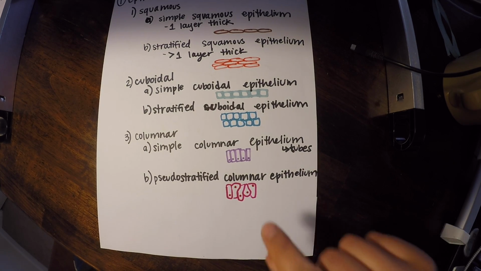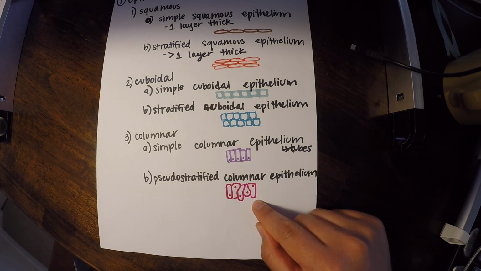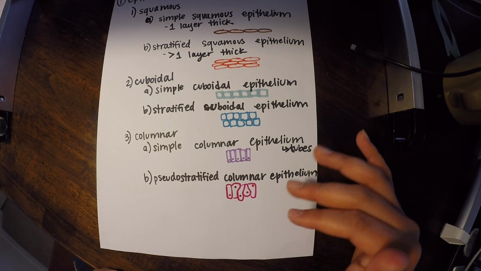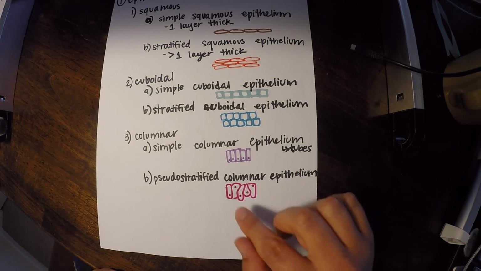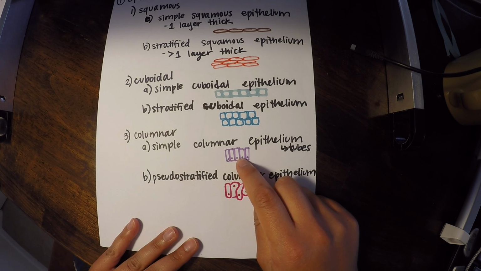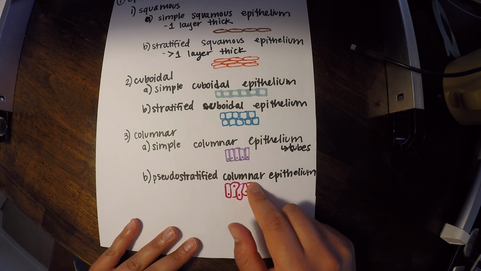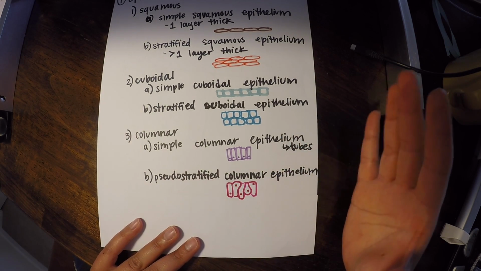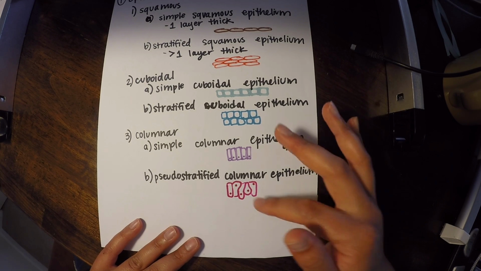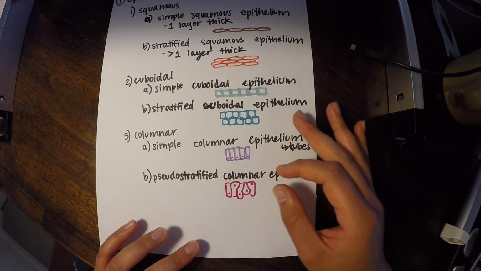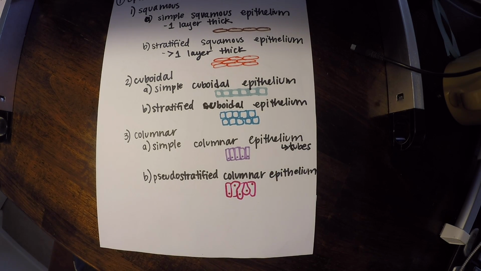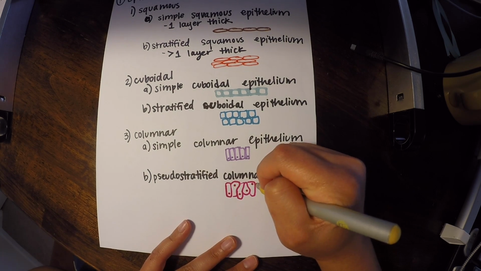Now, the reason why it kind of looks like it's a fake stratified layer is because you know how these nuclei are all in a line? These nuclei are not. They're kind of all over the place. It almost kind of makes it look like there are multiple layers along with the different shape. And we're actually going to add in a little bit, one little cell here.